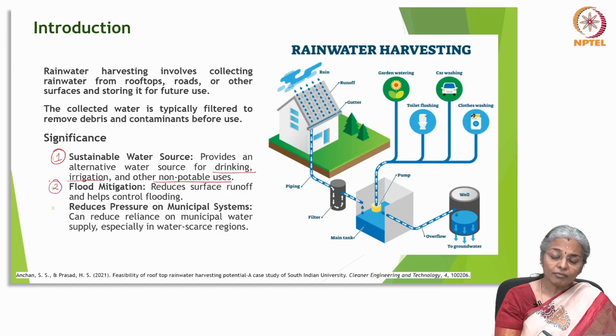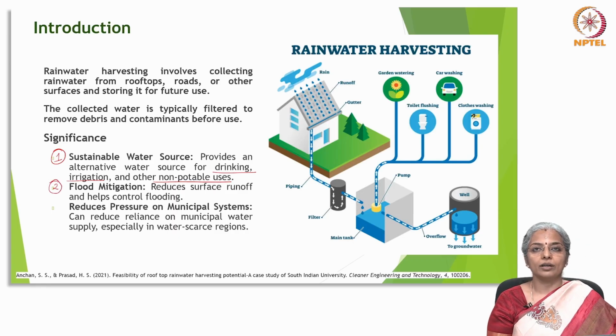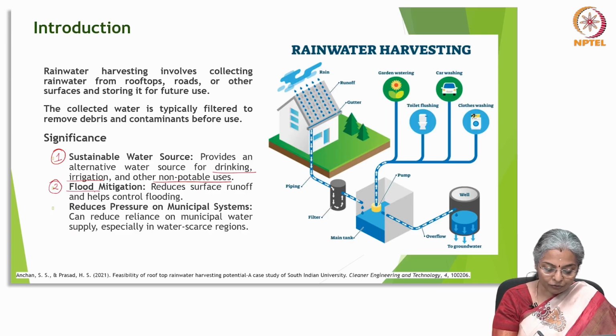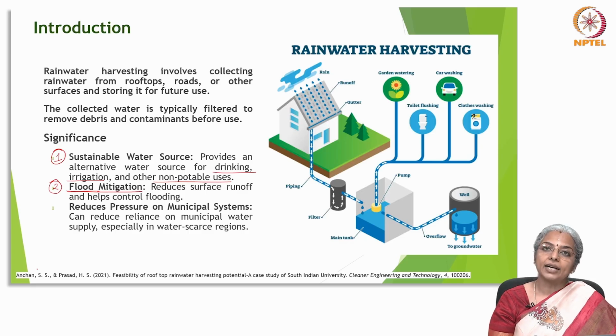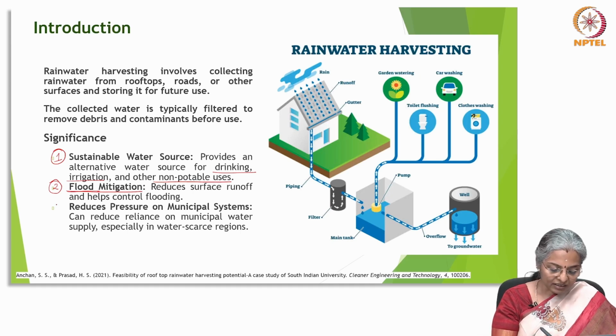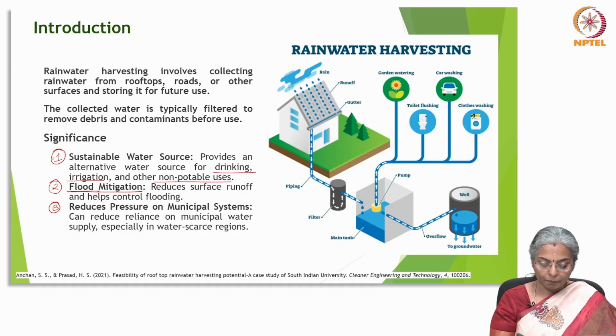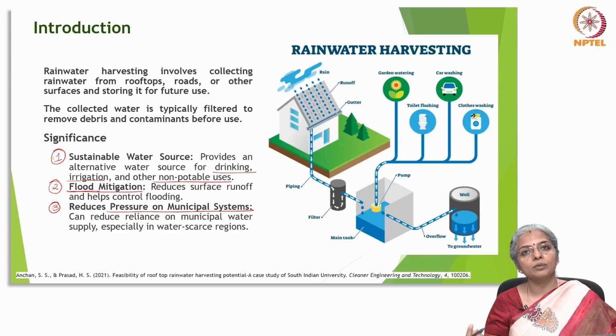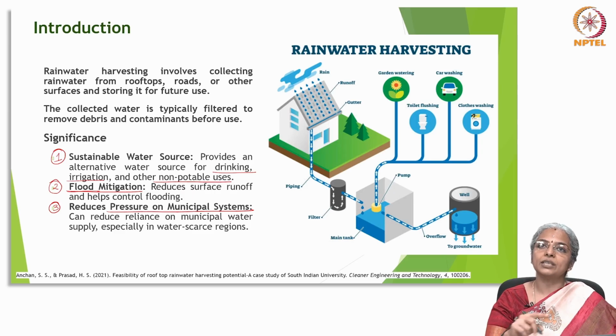Second is, if we don't collect this rainwater, there could be a risk of flood happening, and therefore rainwater harvesting helps us in flood mitigation because it reduces the runoff from the surfaces, and that helps us in controlling the flood. Third is, because it is an alternate source of water supply, the pressure on the municipal system will get dramatically reduced because you are no longer relying on municipal water for your 100% water use.